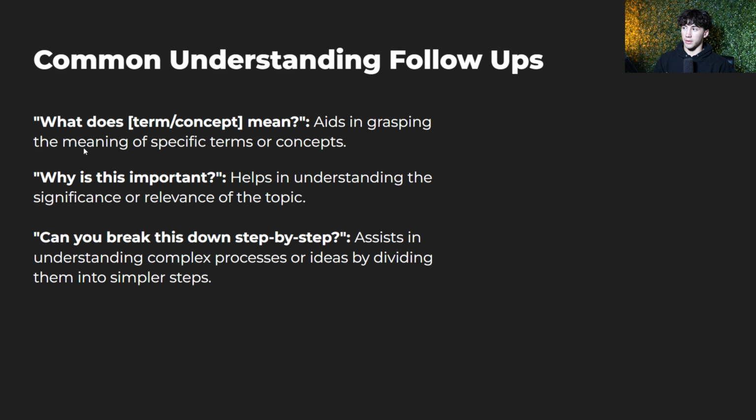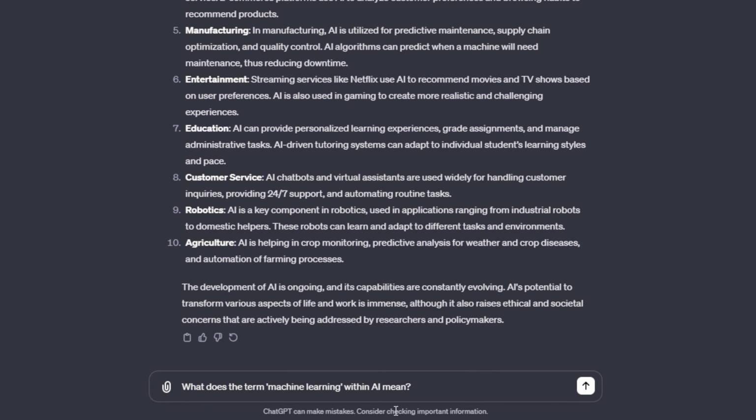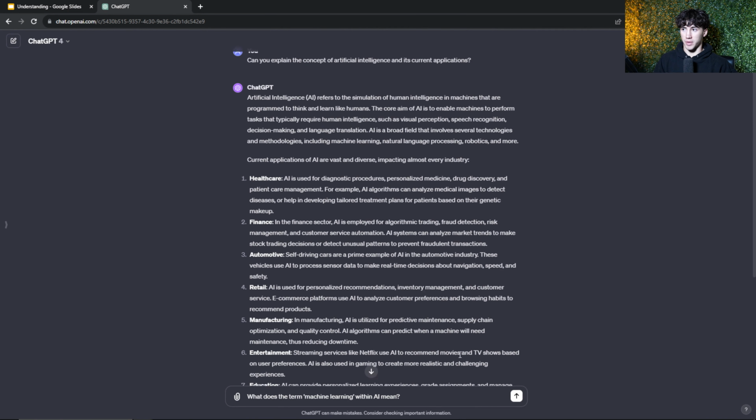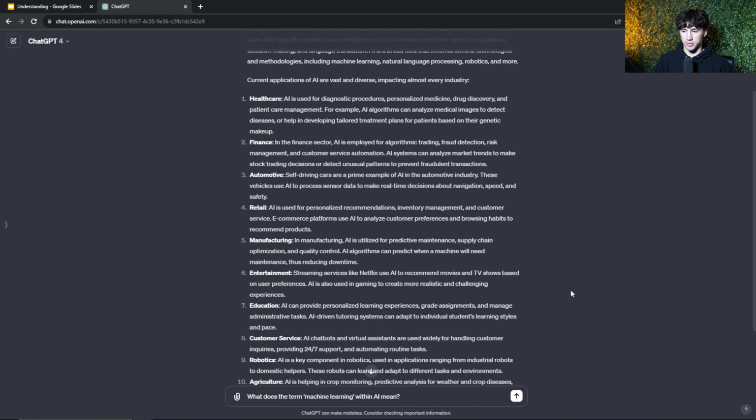If you remember correctly, this was the first follow-up prompt that we could use when trying to dive deeper into understanding a certain concept using a follow-up prompt. What does term/concept mean? So we can use this and we can replace term/concept with machine learning since that's what we want to learn more about. So that's exactly what I typed in. What does the term machine learning within AI mean? So this would be an example of an understanding follow-up prompt. It's going to help us further understand information within this long paragraph that ChatGPT generated.